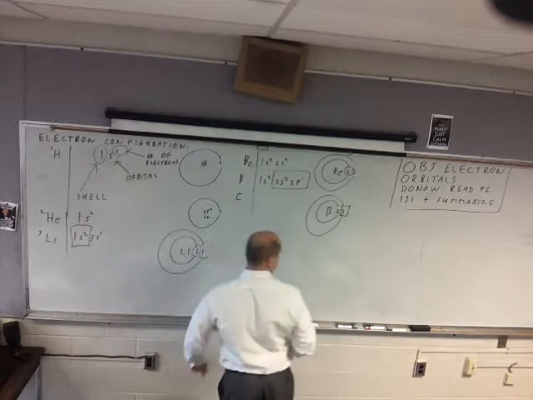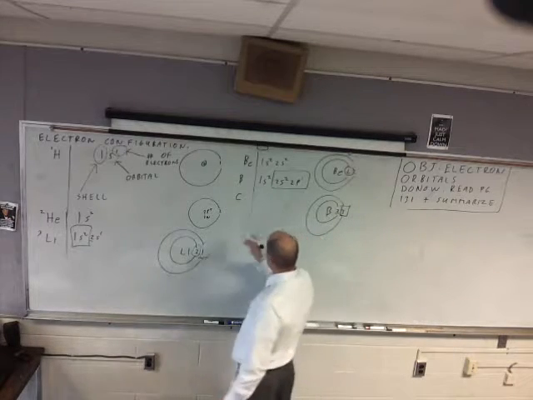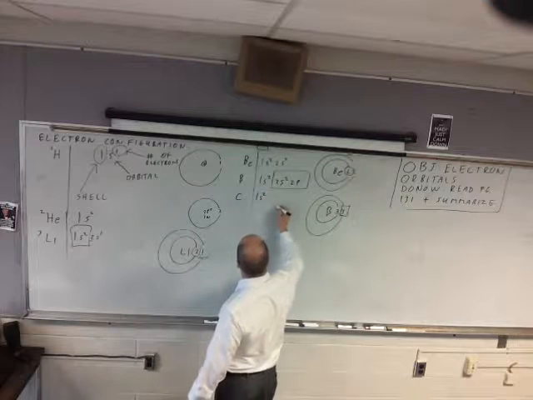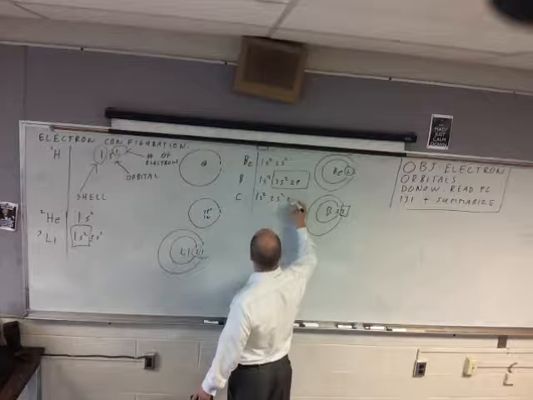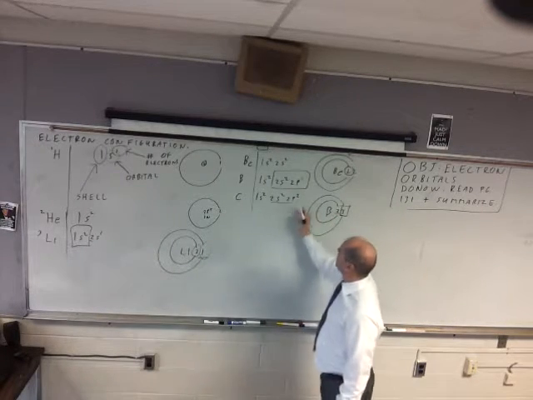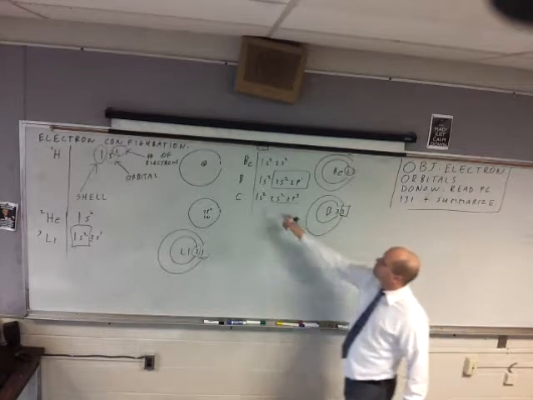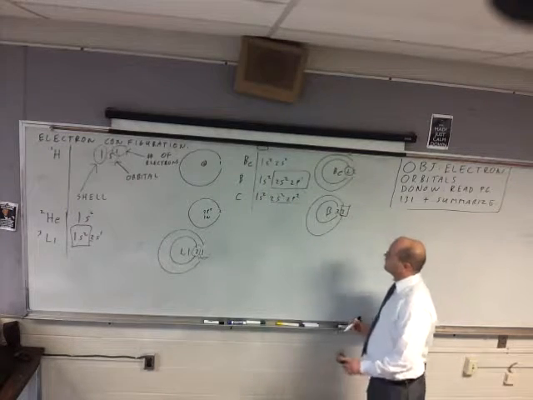Let's do carbon. What am I going to write here? 2p2. So this is 4 electrons in the second shell in carbon, right? 2 in the first, 4 in the second. There's your 2 electrons in the first shell. There's your 4 electrons in the second shell.